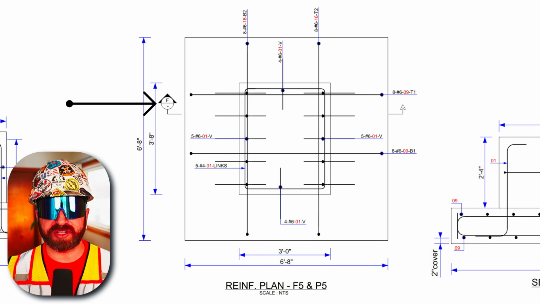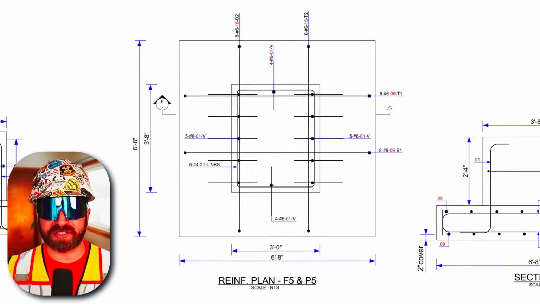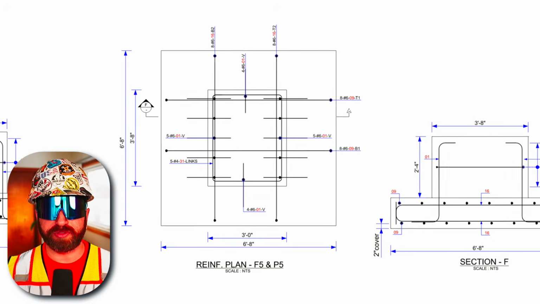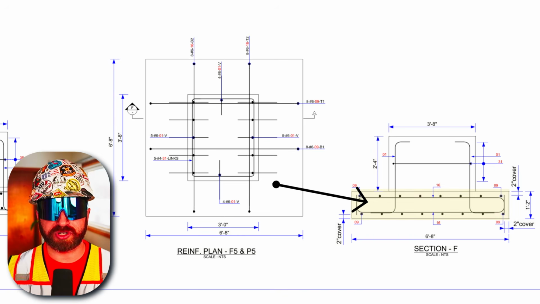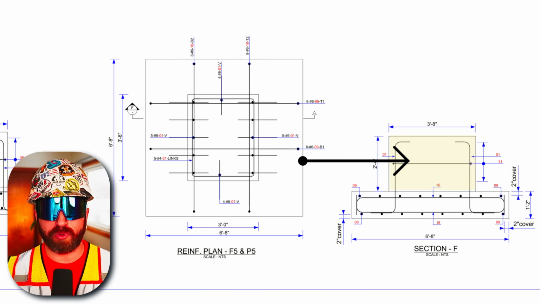We also have an additional section cut F. So I'm going to slide this over so that we can see both the plan view and the section cut view side by side. So we see the bottom portion is our F5, which is our footing, and the top portion is our P5, which is our pier.